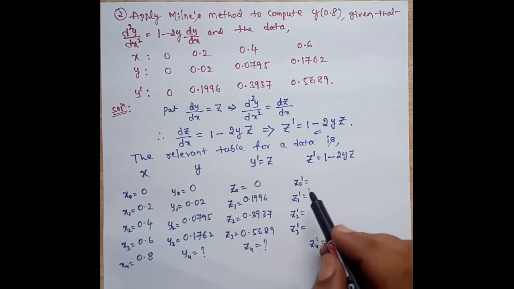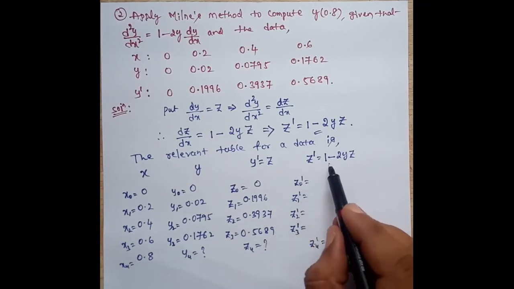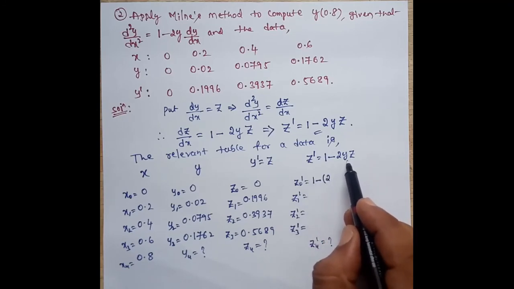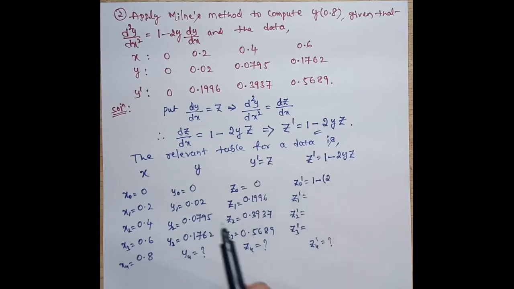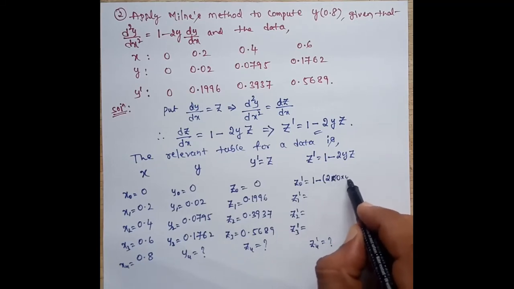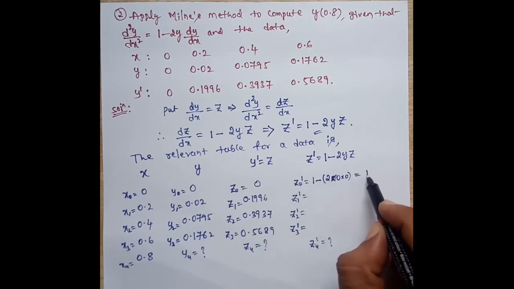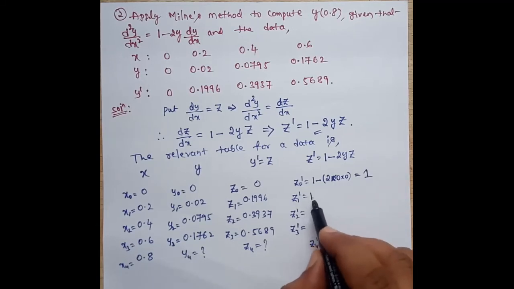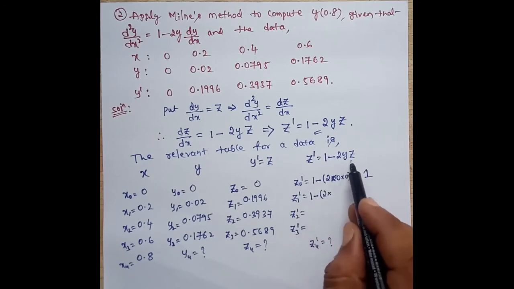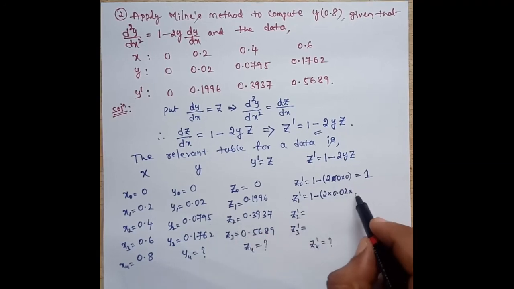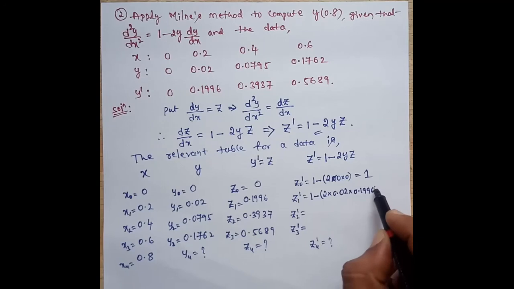So let us calculate one by one. What is z0 dash? Z dash is 1 minus 2yz, so it is 1 minus 2 into the corresponding values. In that row you can substitute y and z. What are the y and z values? 0 into 0. On simplification it becomes 1, so z0 dash is 1. Next, similarly, z1 dash is 1 minus 2 into y into z. What is y? 0.02 into z. Z is 0.1996. If you simplify this, you get z1 dash.